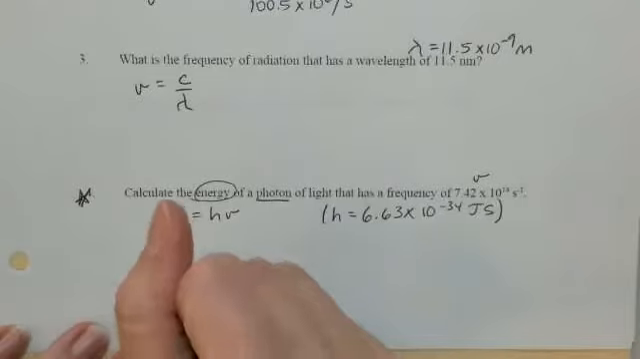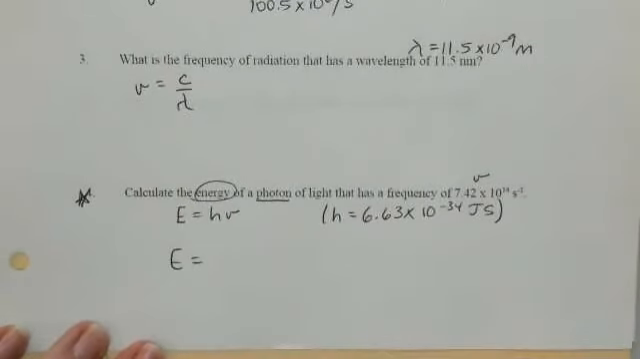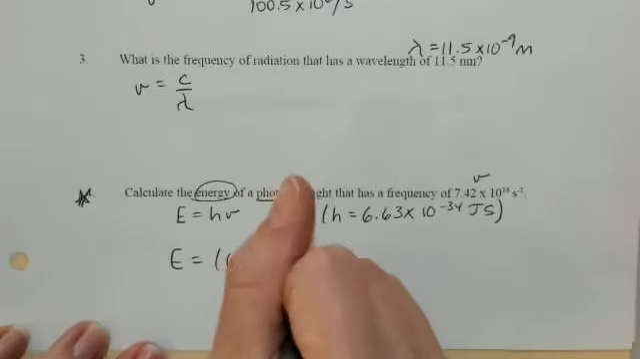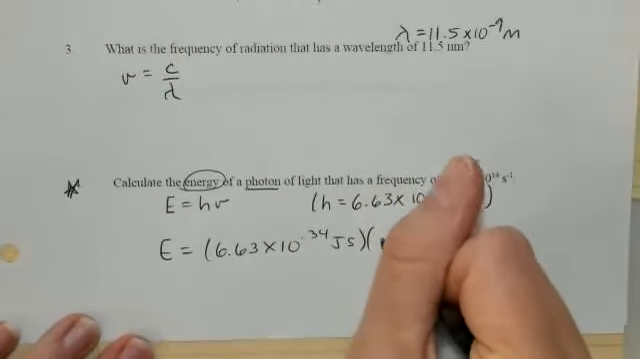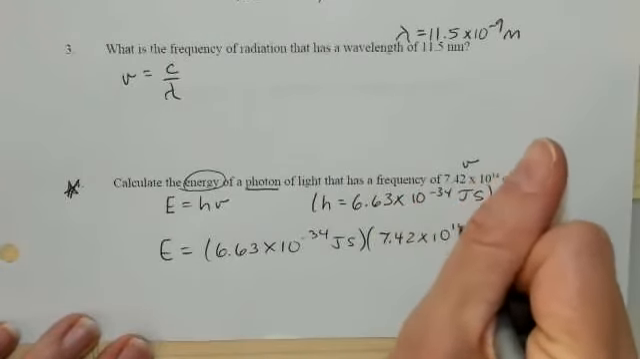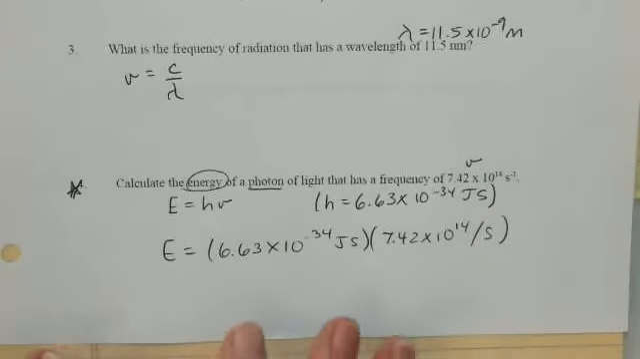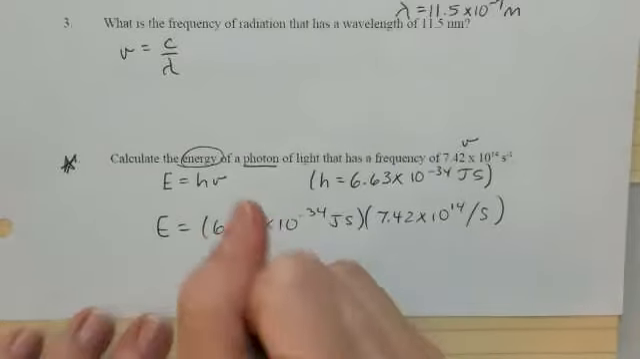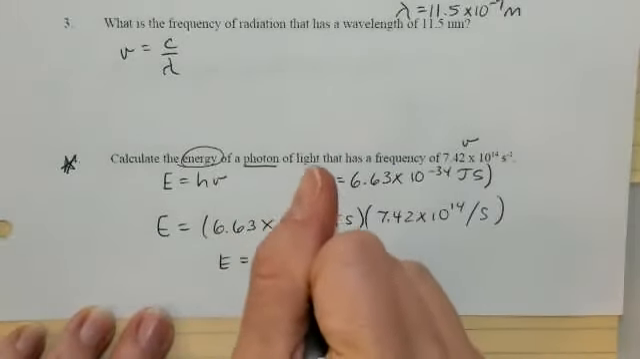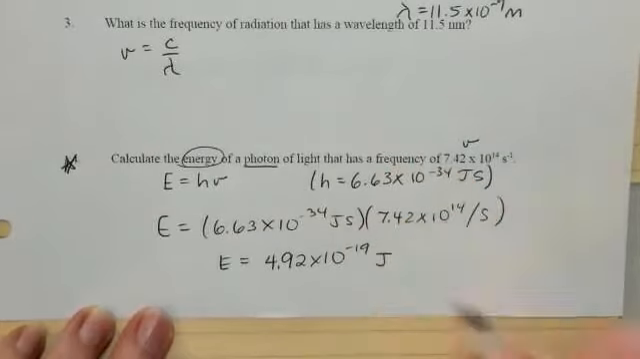So since we have the frequency and we have Planck's constant, really all we have to do here is plug and chug. So again, this chapter is kind of nice. There's a lot of formulas. So 6.63 times 10 to the negative 34 joule seconds, times our new frequency, 7.42 times 10 to the 14 per second. So the units of seconds are going to cancel out. We're going to be left with joules, which is a unit we're familiar with for energy. So 6.63 times 10 to the negative 34 times 7.42 times 10 to the 14, and I get an energy here of 4.92 times 10 to the negative 19 joules.